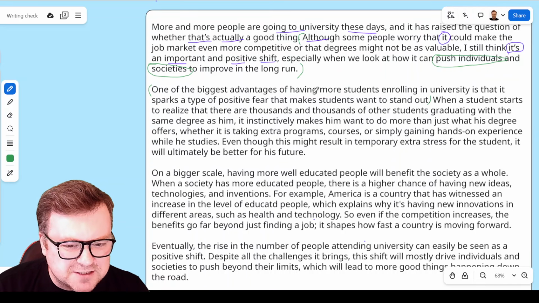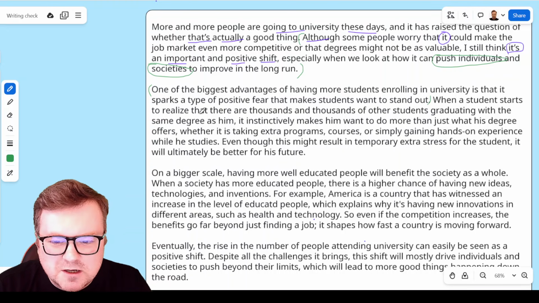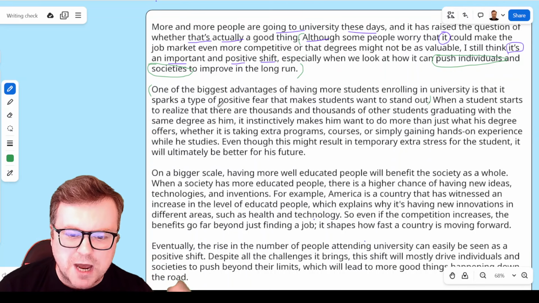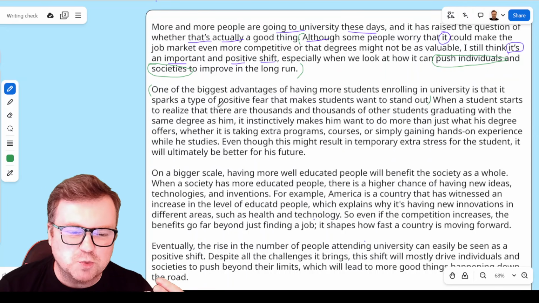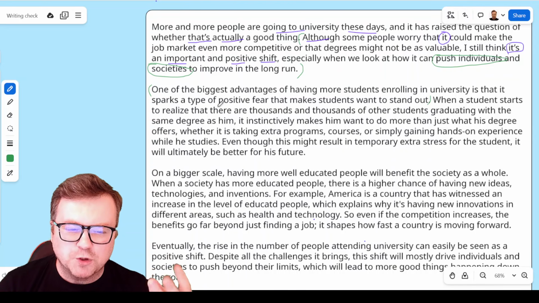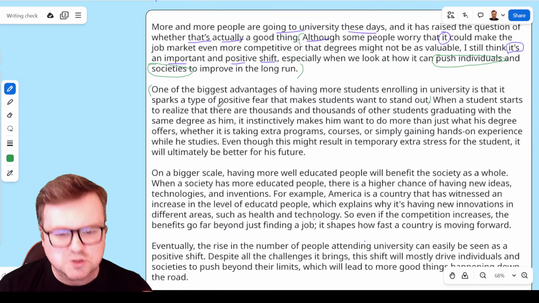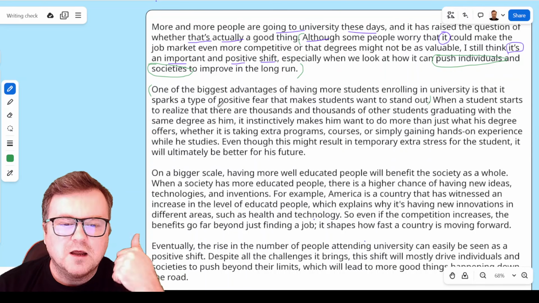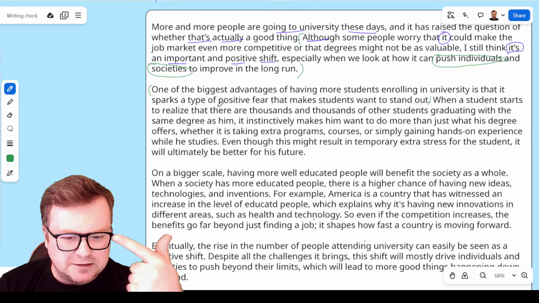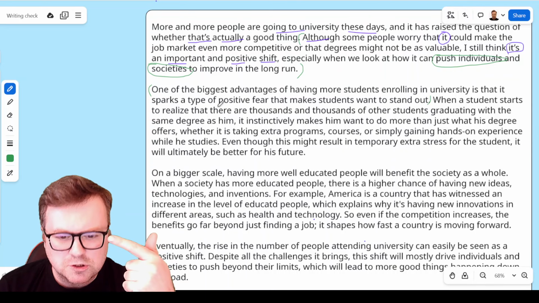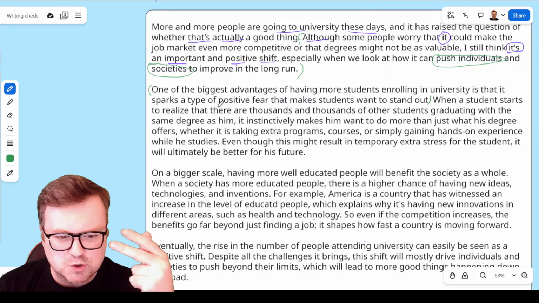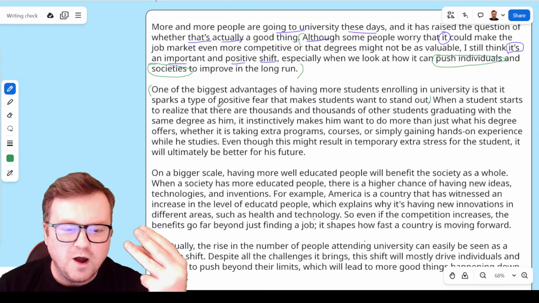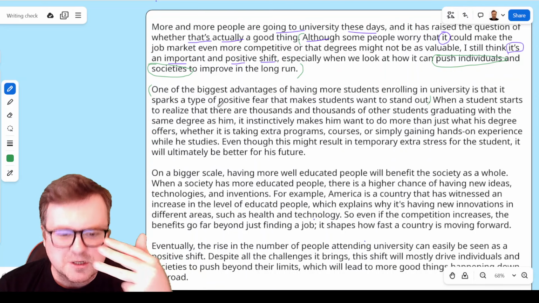So, one of the biggest advantages, it's a good thing that when people study at university, it sparks a type of positive fear. So now I'm thinking, can you explain what that positive fear is and make students want to stand out? Okay, so now I want you to explain a few things. What is positive fear? What does it mean for students to want to stand out? Thirdly, how does positive fear make students want to stand out? And fourthly, why is it a good thing that students want to stand out?